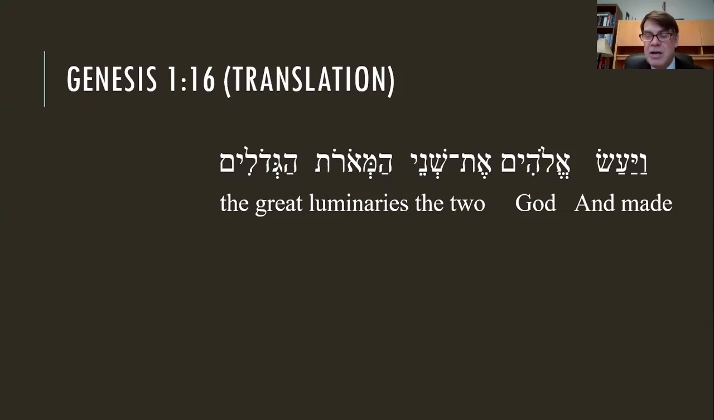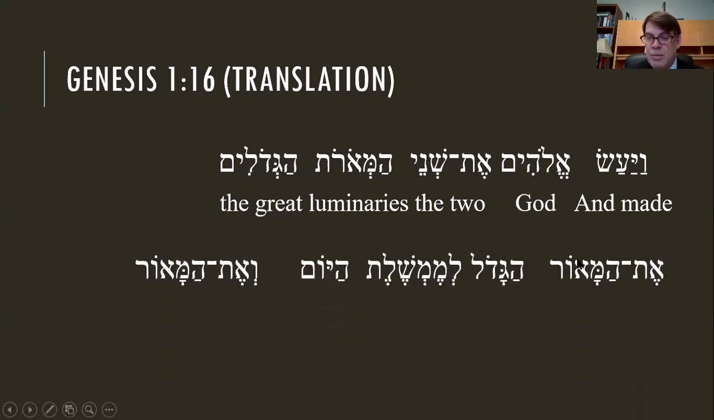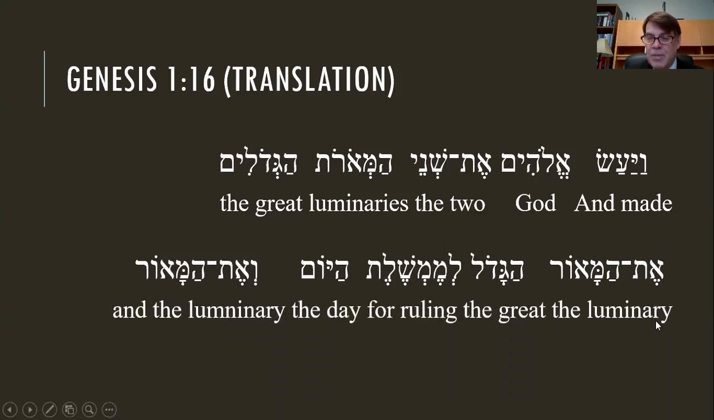The one is the sun, and I assume the other is the moon. So the hamaor, this is the one light, the great light, hagadol, the great light. That's the sun, the great luminary, the great light. Lamemshalet, for ruling.